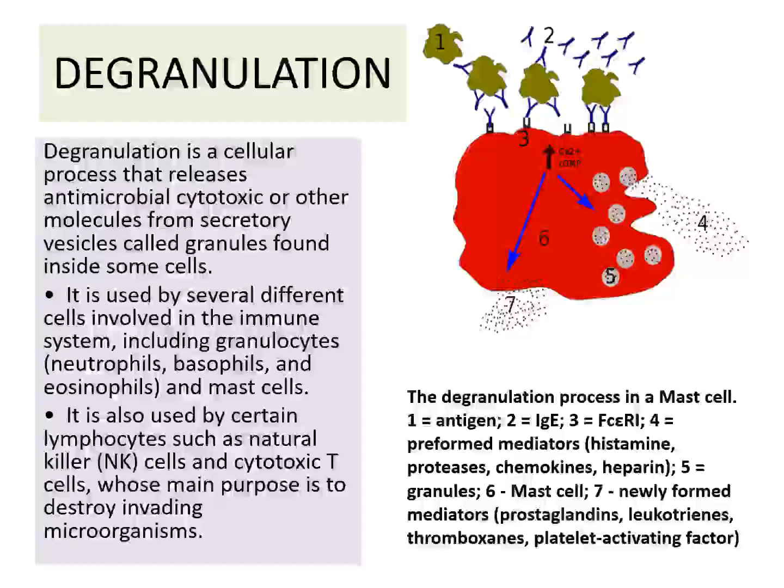degranulation. Degranulation is a cellular process that releases antimicrobial, cytotoxic or other molecules from secretory vesicles called granules found inside some cells. It is used by several different cells involved in the immune system, including granulocytes, that is neutrophils, basophils, eosinophils, as well as the mast cell. It is also used by certain lymphocytes such as NK cells and cytotoxic T cells, whose main purpose is to destroy the invading microorganism.